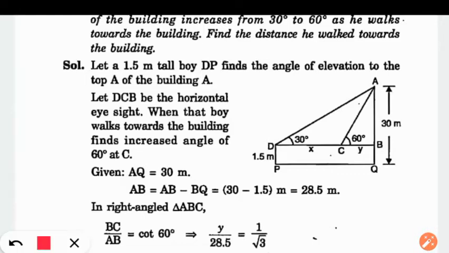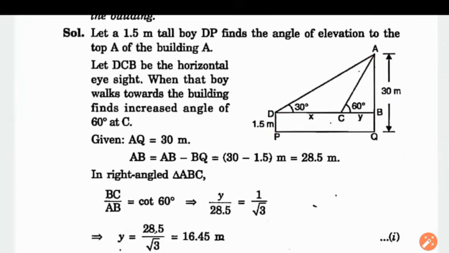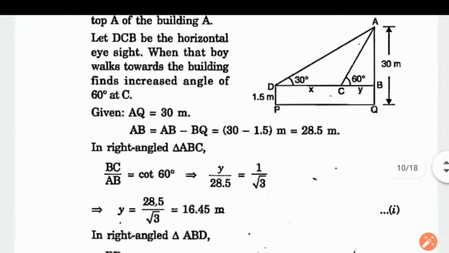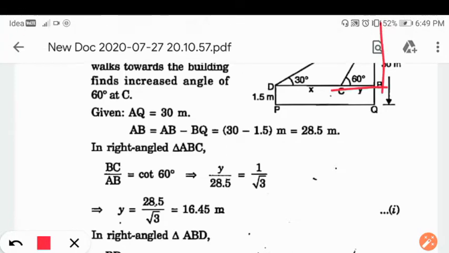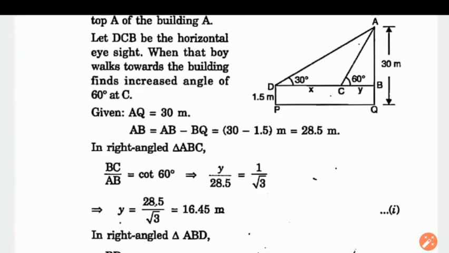Now, tell me, since this one is 1.5 and the full is 30 meter, then what will be AB? It should be 30 minus 1.5, which is 28.5 meter. Now, see, ABC is a right angle triangle. Since the boy reaches the point C and makes an angle of 60 degree with the top of the building, what is the distance BC? We do not know the distance BC, so let it be y. Now, in triangle ABC, here we have 60 degree. Now, tell me, we will use which trigonometrical ratio in which we have base and perpendicular?